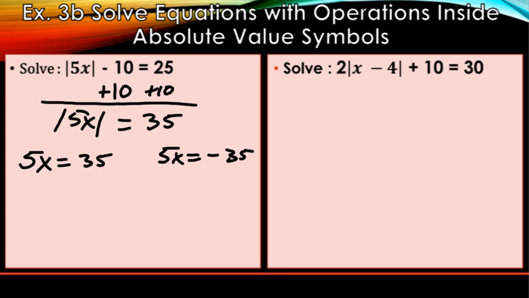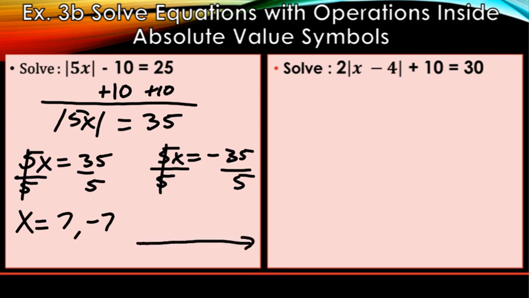Now we just do basic algebra. How do I get x by itself? I divide by 5 on both sides. So now I have x can equal 7, x can equal negative 7.